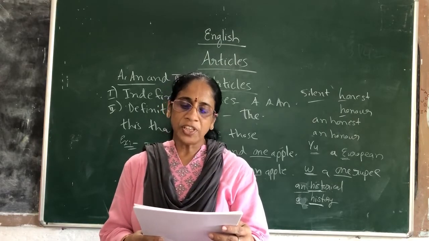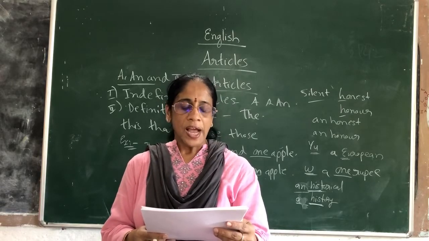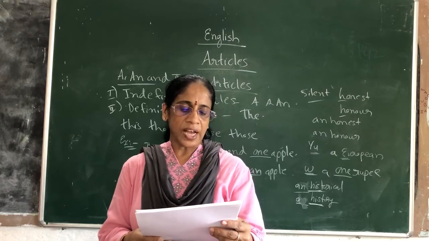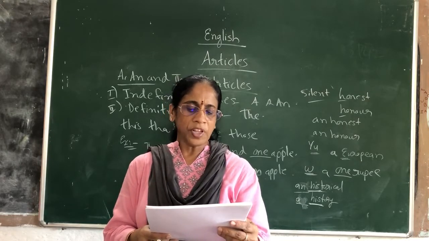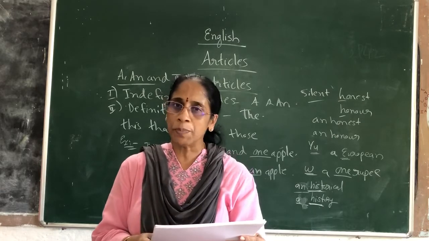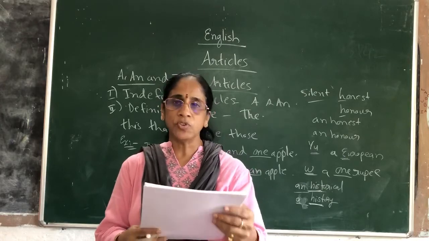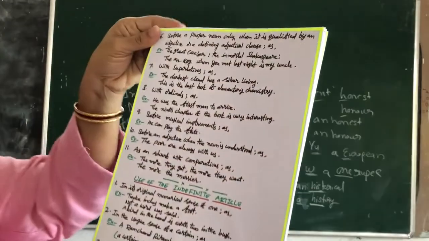Before an adjective when the noun is understood, as the poor are always with us. As an adverb with comparatives, as the more they get, the more they want. The word more can be used as a comparative, okay. The word more is used to compare, or not? The more they get, the more they want. The more, the merrier. So like this we should use the definite article, okay.